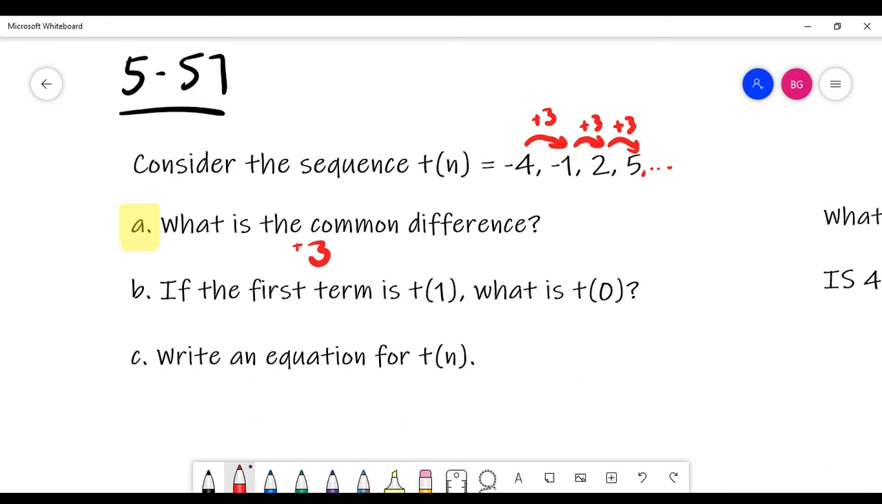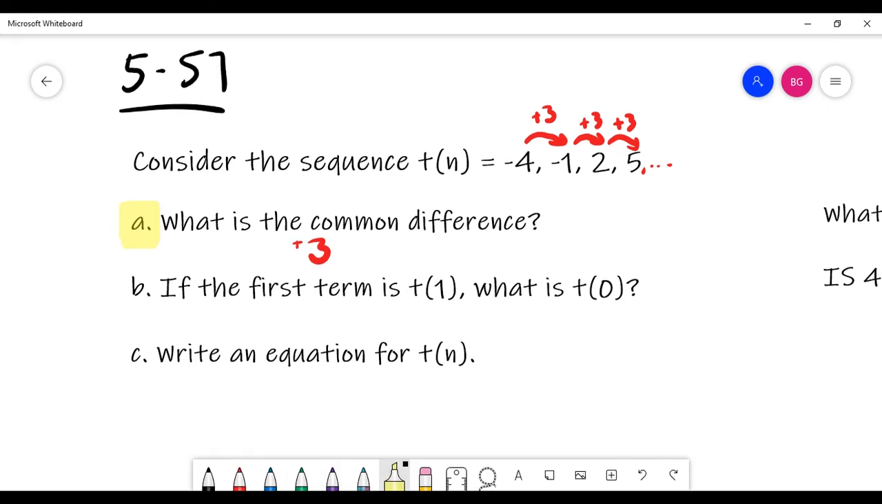Okay. Now, I want you to answer question B. If the first term is t of 1, I want you to find t of 0. So find the 0 term. So go ahead and pause the video and complete that question.